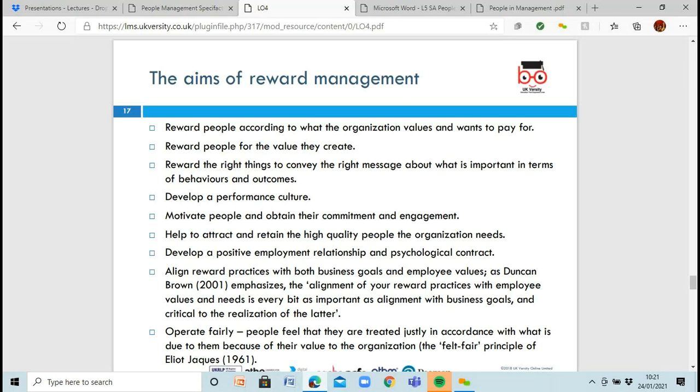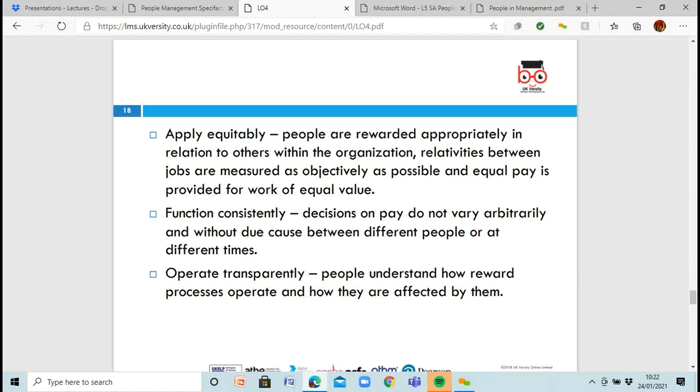You want to be able to maintain and motivate people, so you want to get their commitment and their engagement. You want them to stay with you. And you want to be able to attract the right quality of people within your own department.